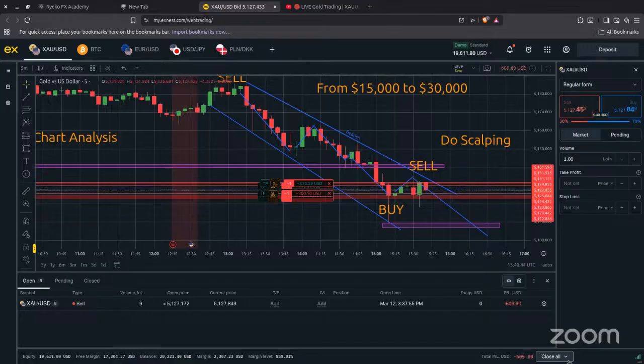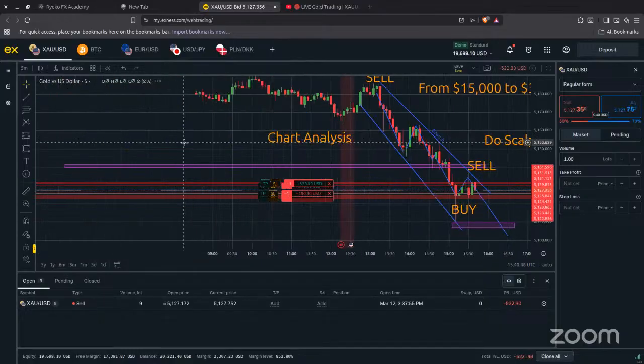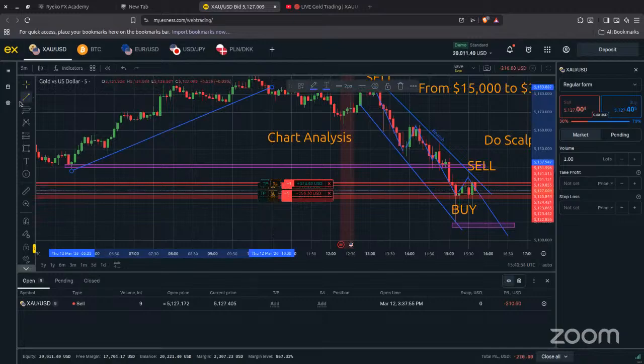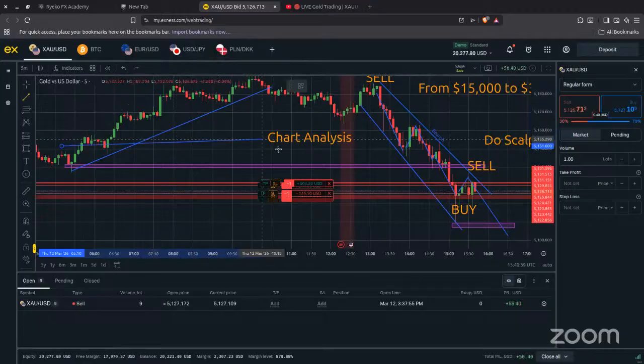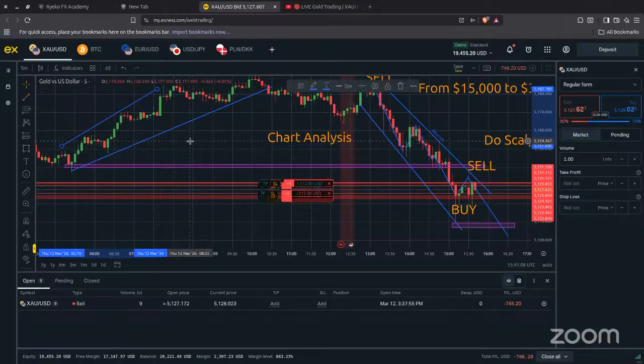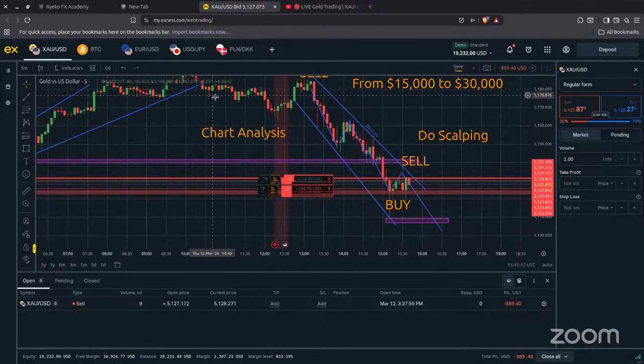Because I did the analysis before, I realized that here it had a long uptrend. Here it was consolidating. Now it's having that pullback. So let's wait. It's gonna go down.